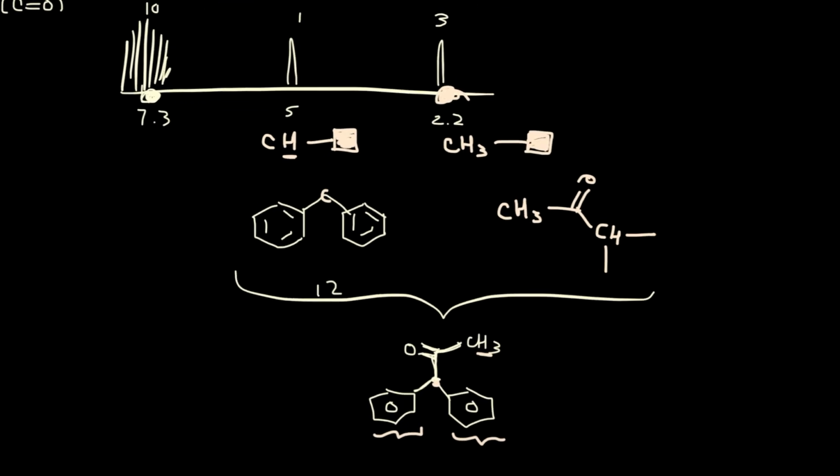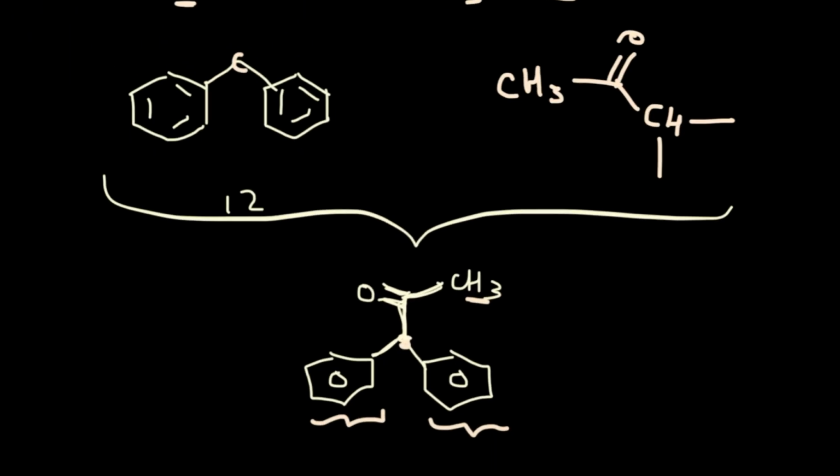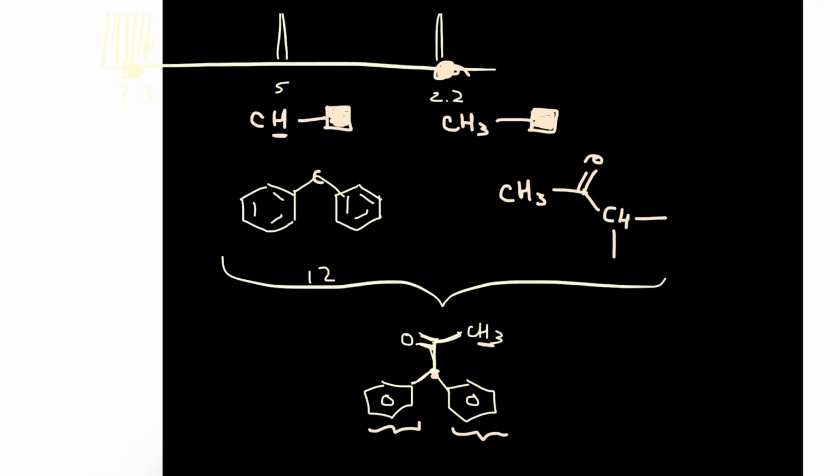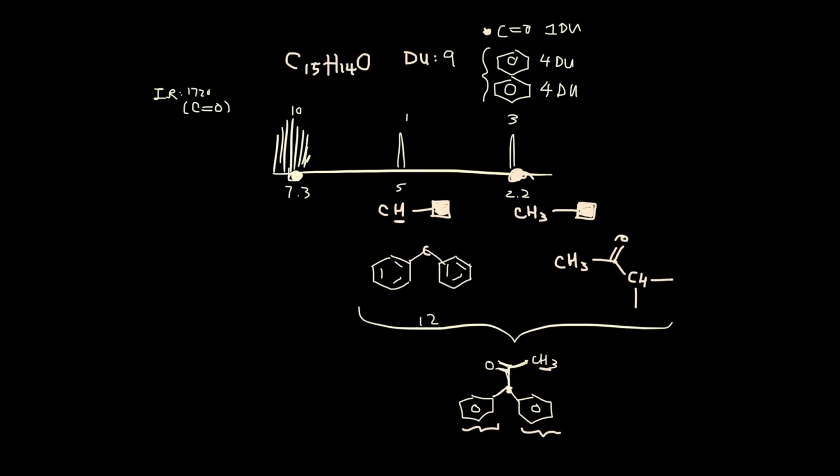And then we count how many carbons we have. We need 15 carbons and 14 hydrogens, which count works out great. And that is how you solve this problem.